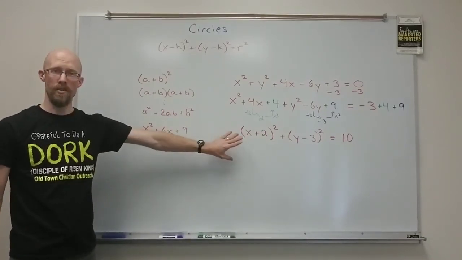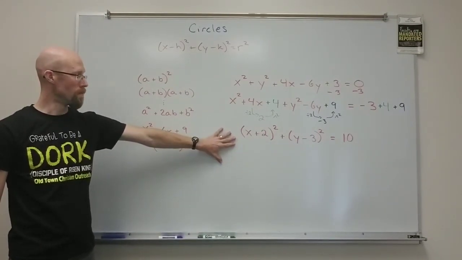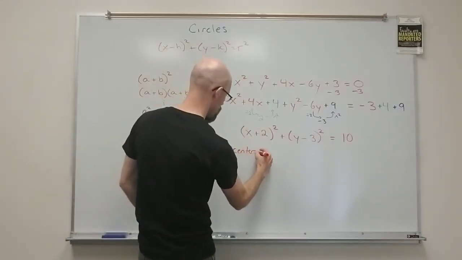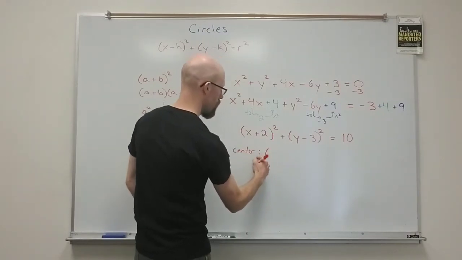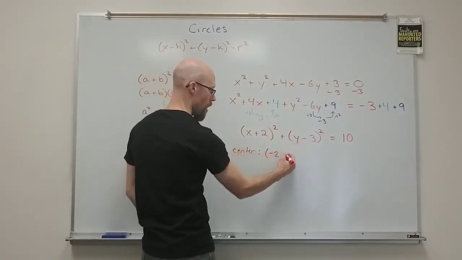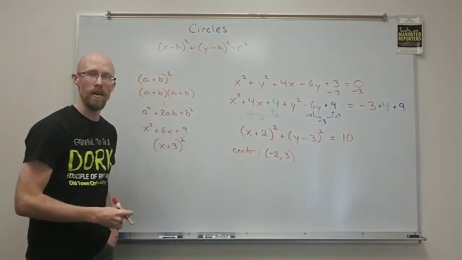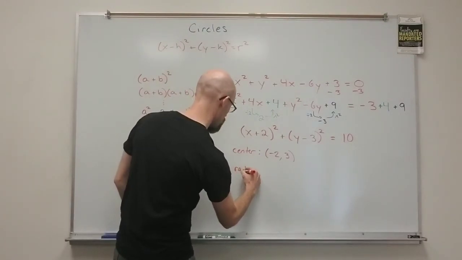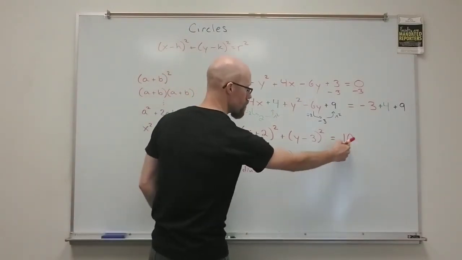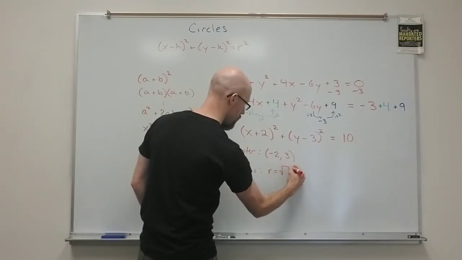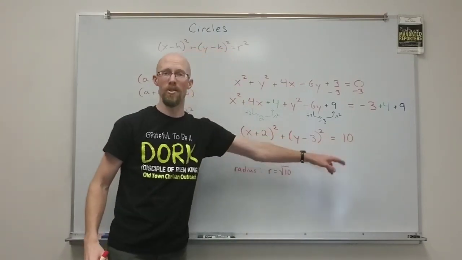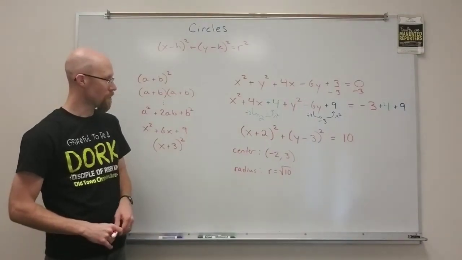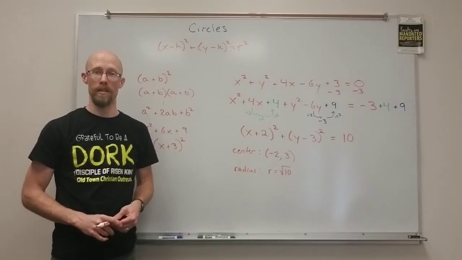And so that is the final form of the equation. What it tells me is that the center of this circle is at the point negative 2 comma positive 3, again changing the signs of both of them, and the radius is the square root of 10, because 10 is r squared, so you take the square root to get the radius. So that gives me all the information I really need in order to plot the graph of that circle.